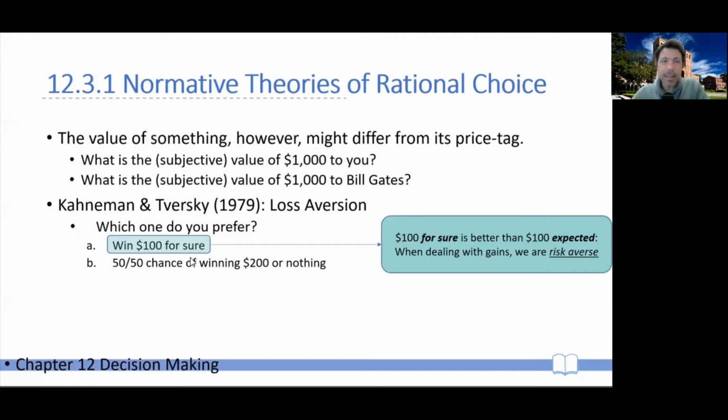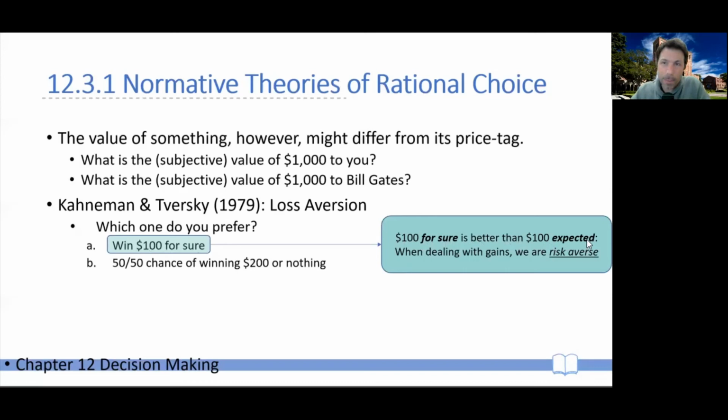And yet, there's such a strong intuition that people prefer the first one. In other words, as I was saying, we seem to prefer $100 for sure way better than maybe $100. Or in other words, maybe 200, maybe nothing. So when dealing with gains, people seem to be risk averse or loss averse.